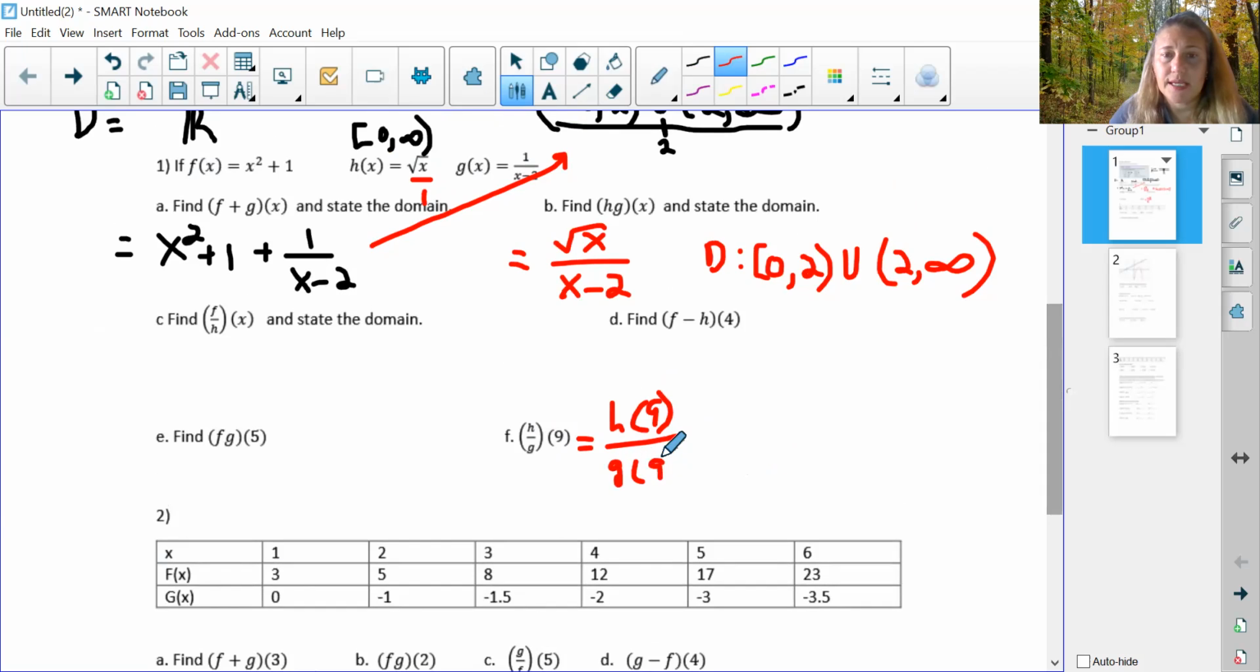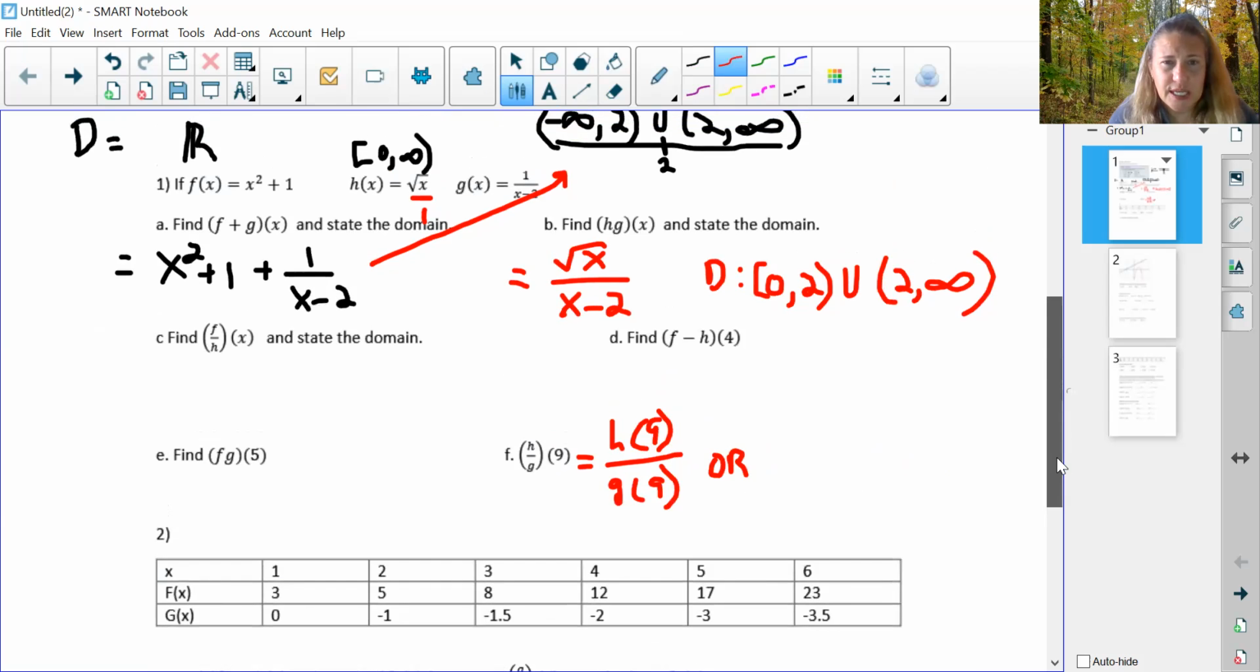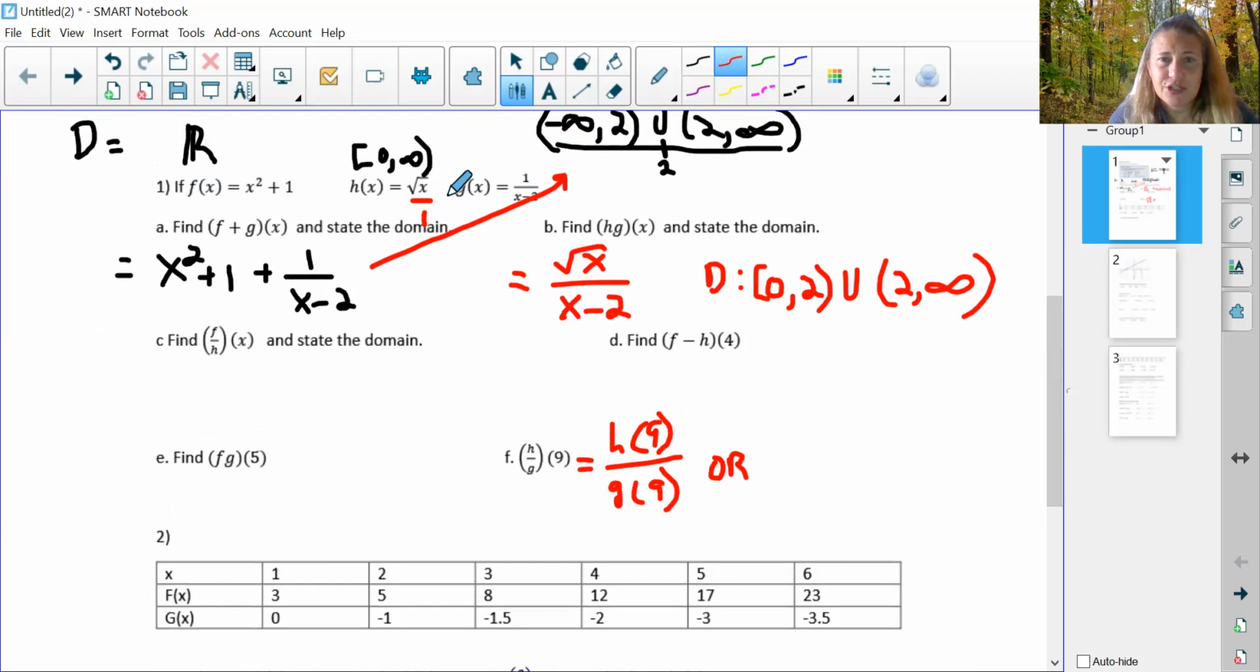Okay, so I could just plug into each function separately, or I could find h divided by g, which is h, here's h, divided by g. Well, how do I divide by a fraction, right? I flip it. So h divided by g would be this. Right, so this is the function h over g of x, and then I could just plug in the 9 for x.